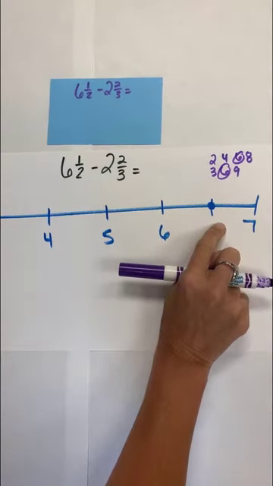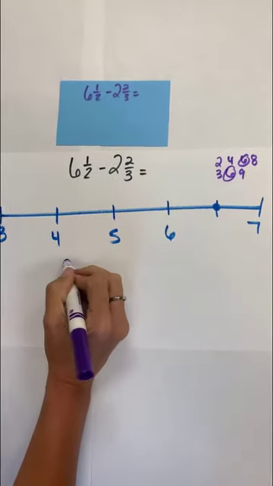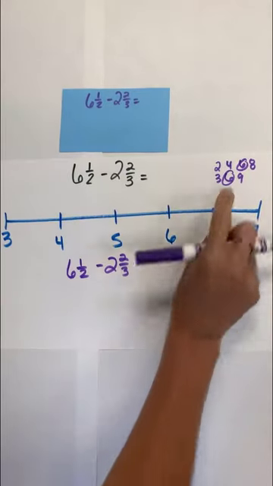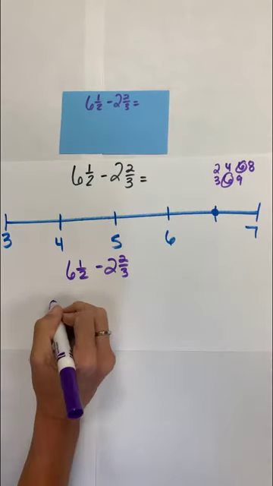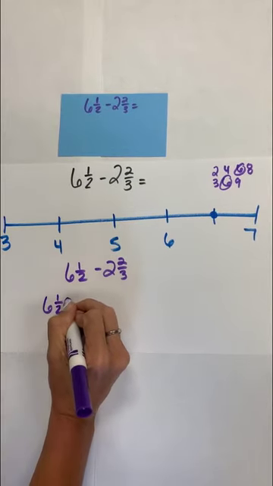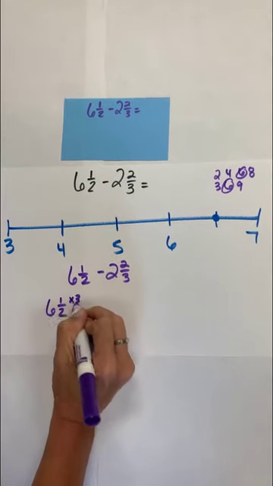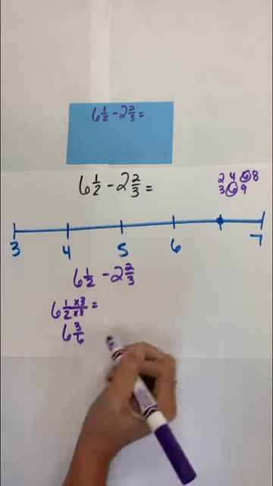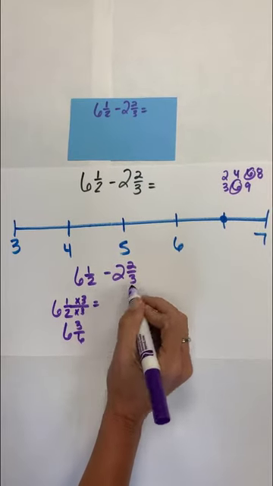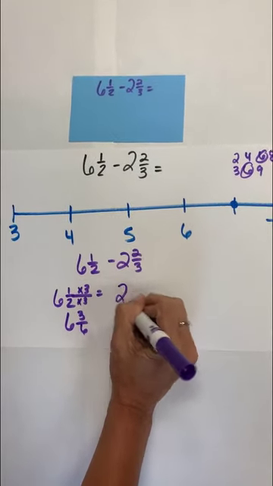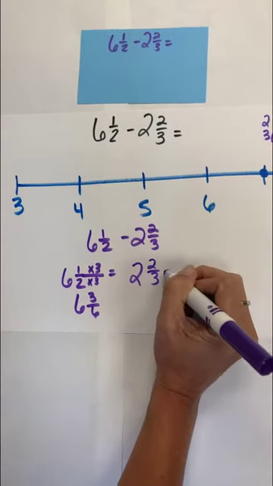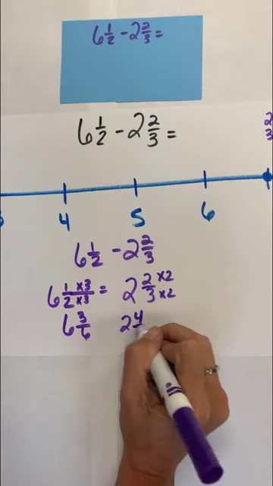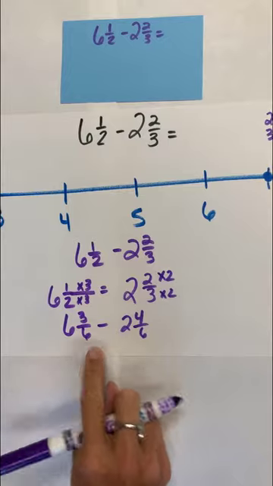So I have 6 1/2 represented here, and then I'm going to take away 2 2/3. So what I need to do is think about finding a common denominator for both of these. I'm going to use 6 as my common denominator. If I multiply 6 1/2 by 3 to give me a denominator of 6, that's going to give me 6 3/6. And then if I take away 2 2/3, I'm going to multiply by 2 here, and that will give me 2 4/6. So I'm going to be subtracting 2 4/6 from 6 3/6.